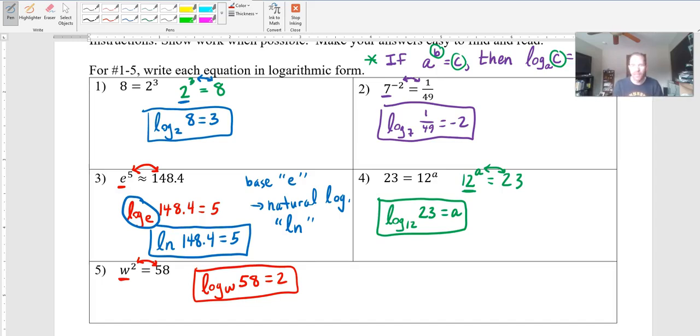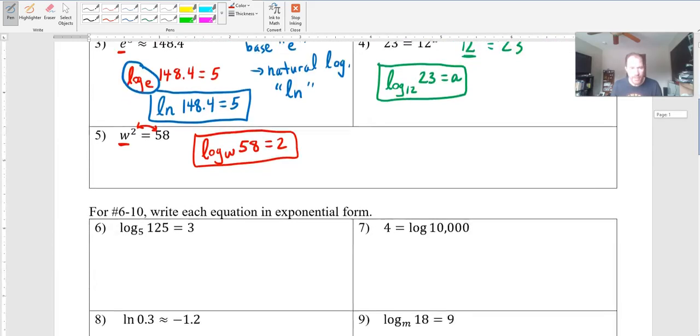We'll have something like that, perhaps. Number 5, w is a variable. We don't know the value of w, but we could try to figure it out. Some of you might know, you could just do the square root of w to solve for w, but that's not the point here. We're trying to go from an exponential equation to a logarithmic one. So let's scroll down here, and we'll try out going the other way.